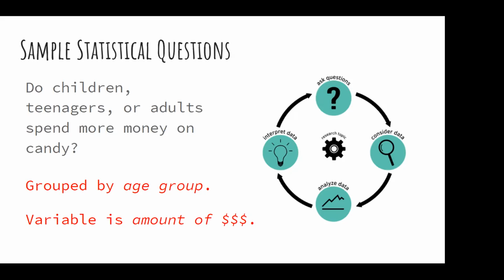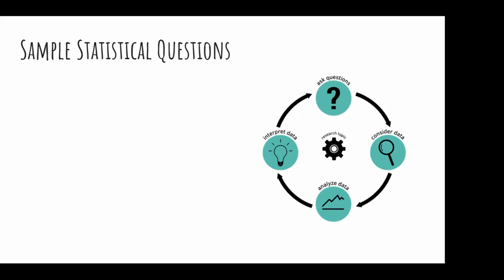So I would make a graph where my main variable is the amount of money, and I would group that data based on the age group. So I could look at how much money the children spent, how much money teenagers spent, how much money the adults spent. Okay. So I'm comparing the age groups, but what am I comparing about them? The amount of money that they spent on candy. Okay. Let's take a look at another one.